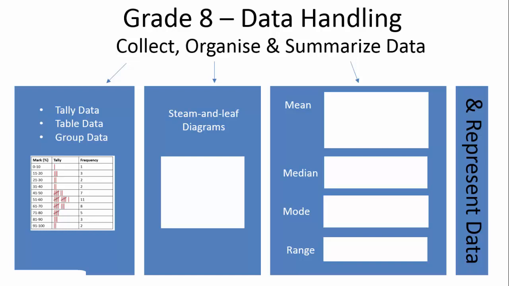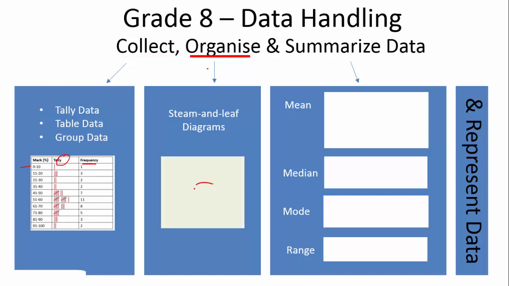Okay, now we're going to be organizing data. Previously we had collected the data, as you see there. We learned how to tally data, how to table data, how to group data. So we tallied it, we grouped it, and we put it in a big table, a frequency table, for example. Now we're going to learn how to organize data, and we're going to specifically do this with a stem and leaf diagram.